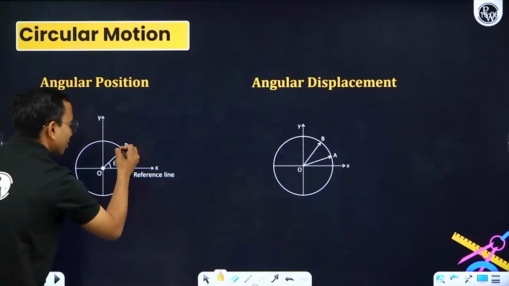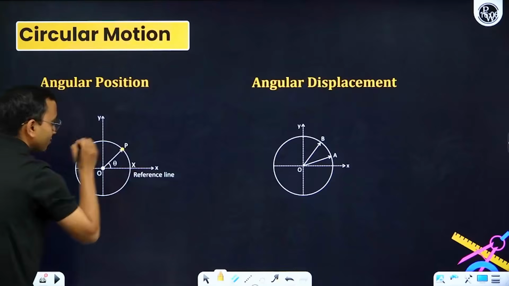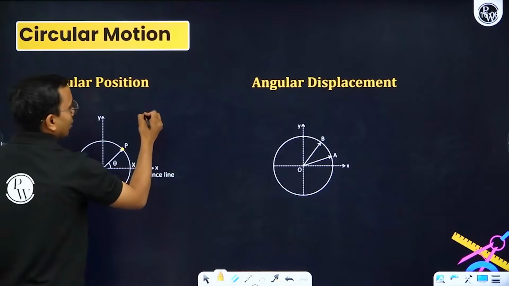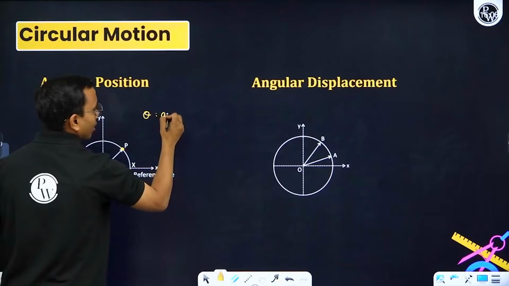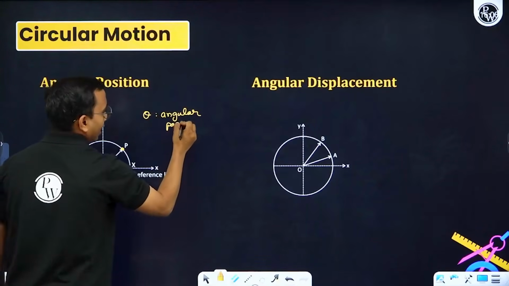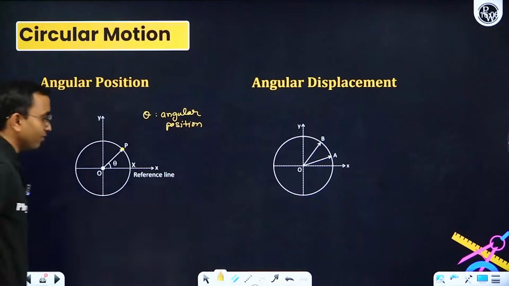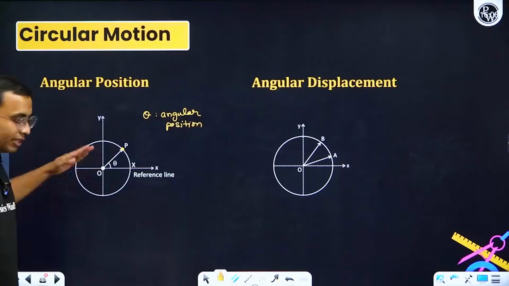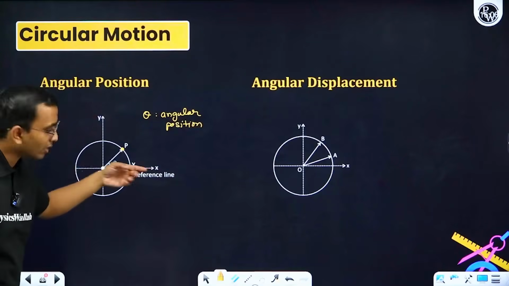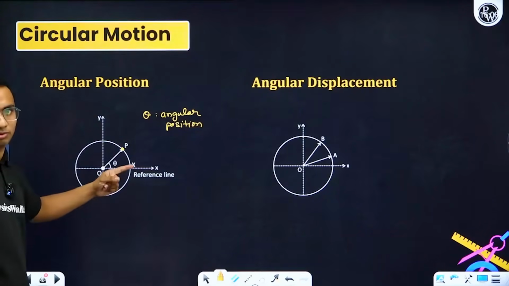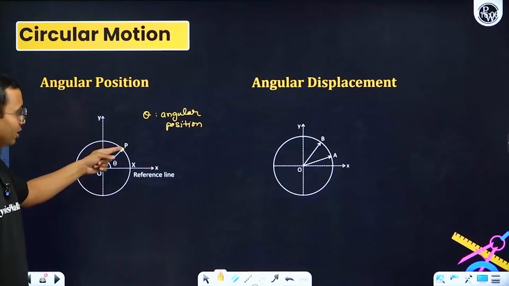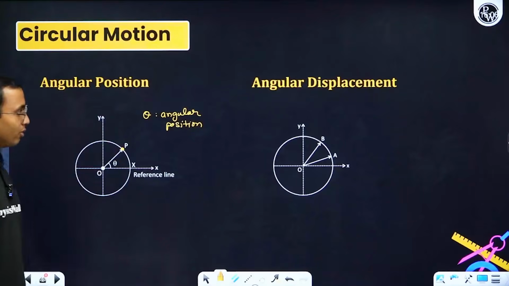We define the angle. Let us take the particle somewhere here at some angle. So we will say the angular position is theta. And angular position we define with respect to one reference line, and generally we take that reference line as the x-axis. So with the positive x-axis we measure how much angle it has moved. That becomes my angular position.